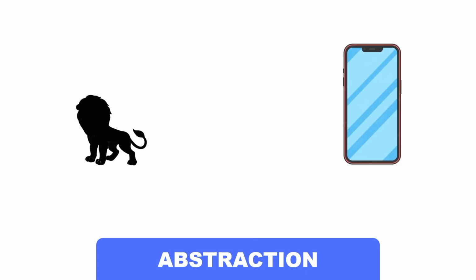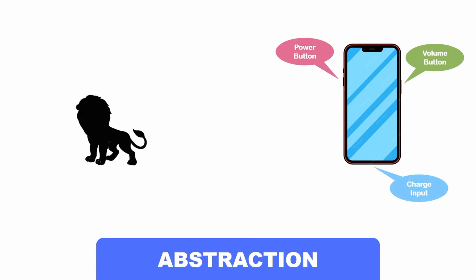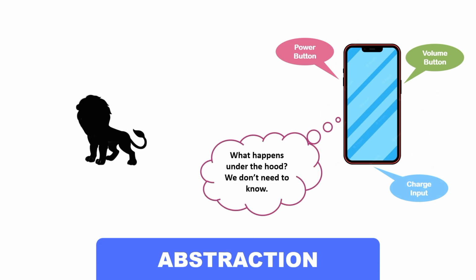Another example of this concept is the behavior of a mobile phone. A mobile phone only exposes a few things to the outside world, such as the power button, volume button, charging input, and so on. We don't need to think about how it's making calls or how the charging happens under the hood. With abstraction, you would only concern yourself with the data that are relevant and the task that you want to perform with those data.